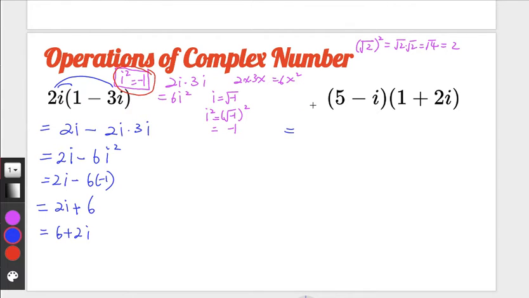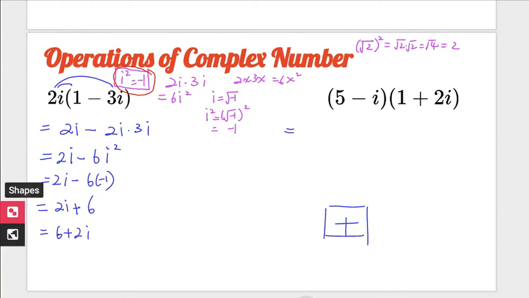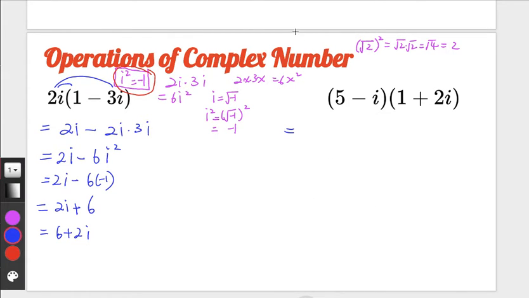Some students might wonder, hey, this is so similar to FOIL. You are perfectly right. You can definitely use FOIL to do this, or use the distributive property, whichever way you like. But please make sure to follow the order. Do not miss any terms. Or some students might wonder, can I use the box method, where I write down the terms here? Yes, you can. You can definitely use the box method, and also just pause the video and compare your answer with me later. You will definitely get the right answer by using the box method.